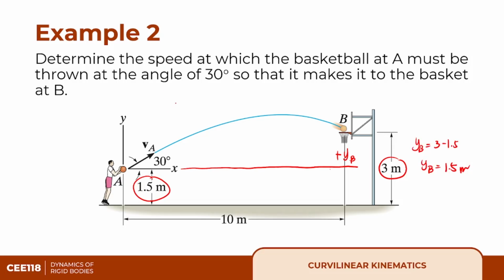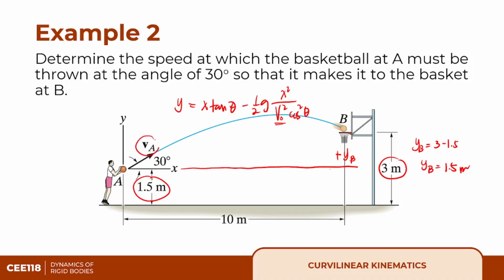Recall that earlier we have a formula since we are not given the time. We are not given the time. So we derived the formula y is equivalent to x tangent theta minus 1 half g x square over v initial square cosine square theta. Okay? This is just a review. We got that earlier. I derived that, wherein when y is above the reference point, it is positive. Below, that is negative. So this is the formula we will use to solve for the value of your initial velocity.